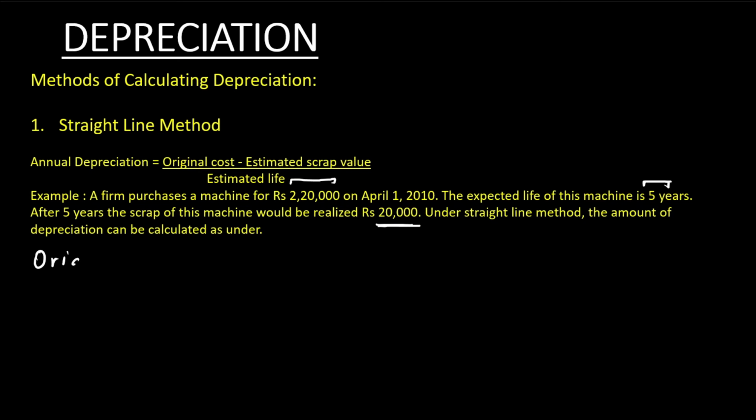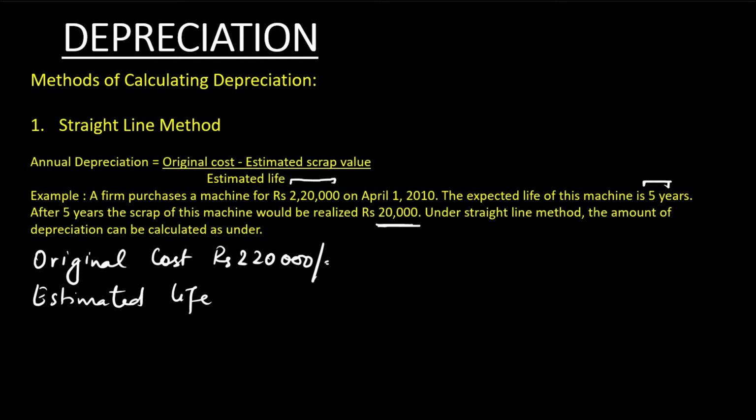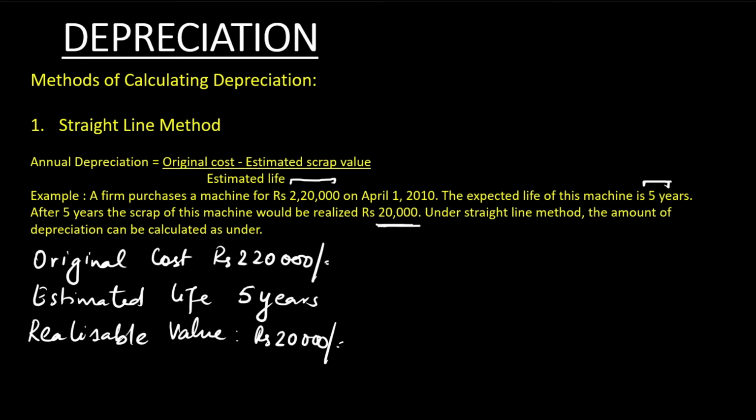So we will write here, original cost is rupees 2,20,000. Then the estimated life is 5 years. These are the points which we have to know. And then its realizable value, or you can say scrap value, is rupees 20,000. That means after 5 years, this will be sold off as scrap for 20,000.